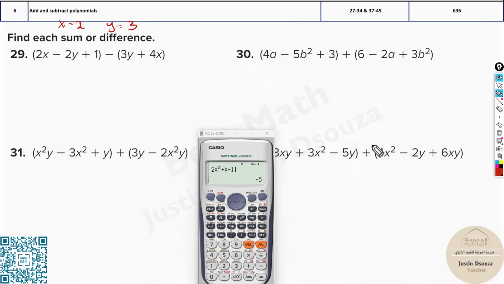Now I will show you how to solve it if it is two variables. If it's three variables, you have to give one more value. Z can be say 4 or so on.